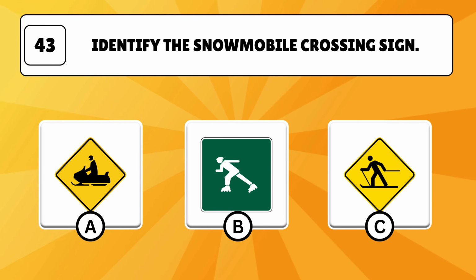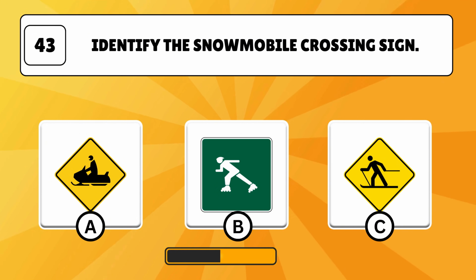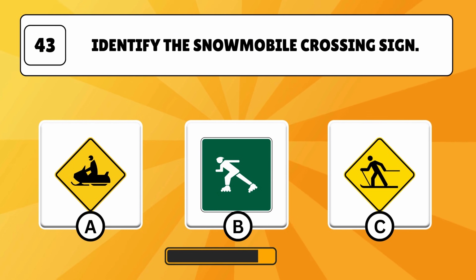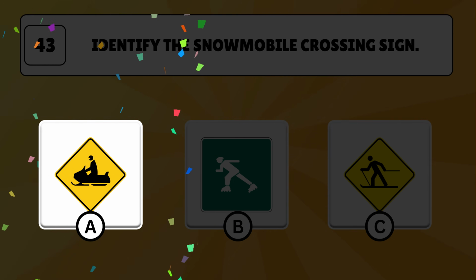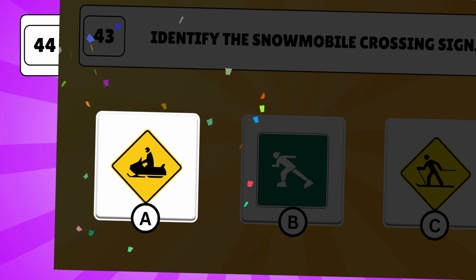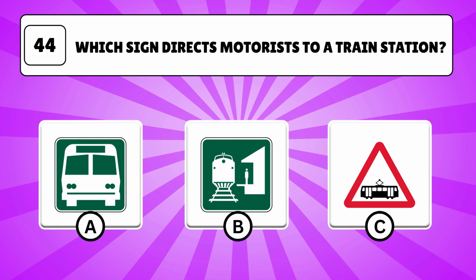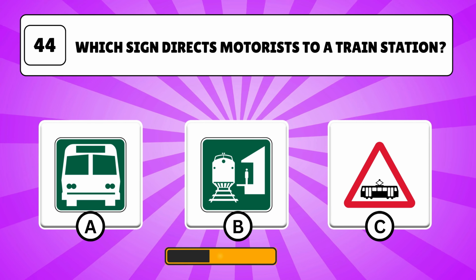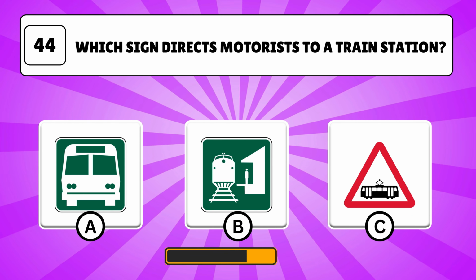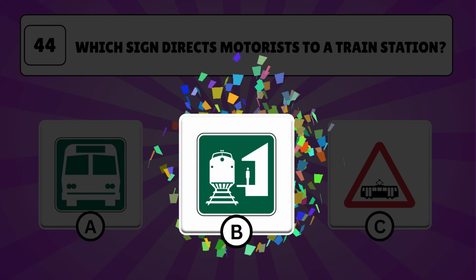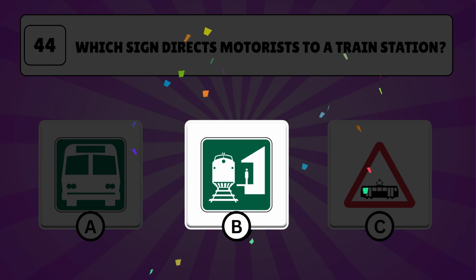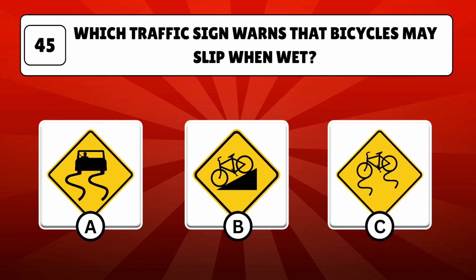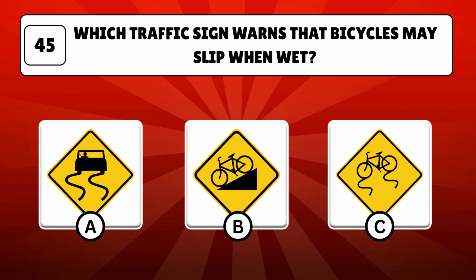Identify the snowmobile crossing sign. Which sign directs motorists to a train station? Which traffic sign warns that bicycles may slip when wet?